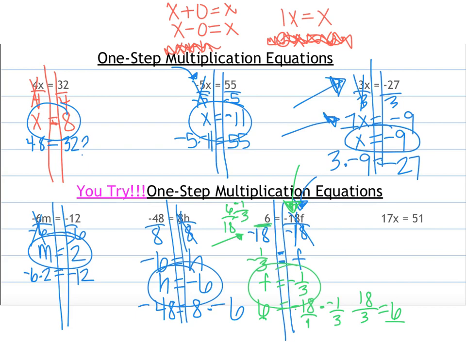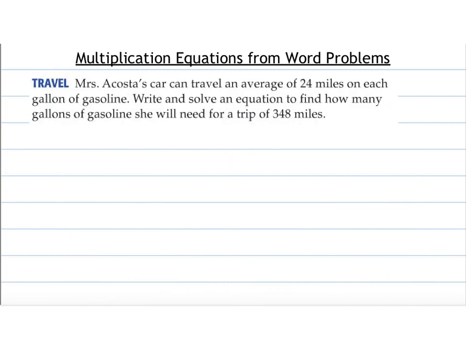So remember to always check to make sure that it makes sense and that it's reasonable. If you got F equals 3, well, negative 18 times 3 is way bigger than 6, so that wouldn't make sense. And then 17x equals 51, so divide both sides by 17, and I know that x equals 3. 17 times 3 equals 51, so then x equals 3.